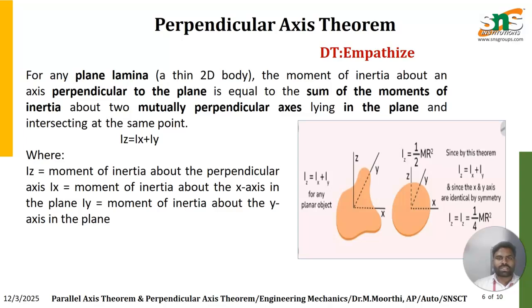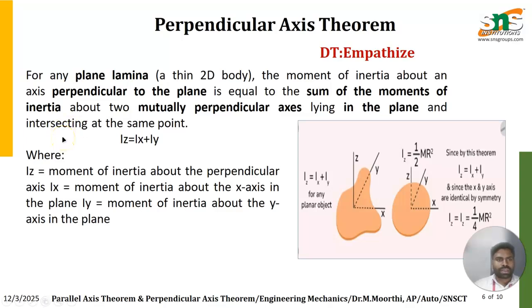Another one is the perpendicular axis theorem, which is also used to find the moment of inertia of a section, where we add the moment of inertia about the horizontal axis and the moment of inertia about the vertical axis. The addition of these two gives the moment of inertia about another axis, called the perpendicular axis. That is what the perpendicular axis theorem says.